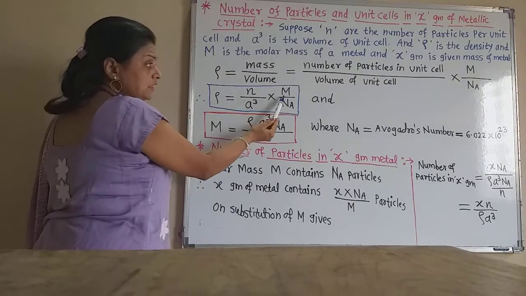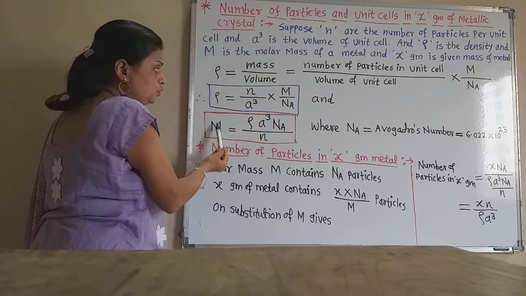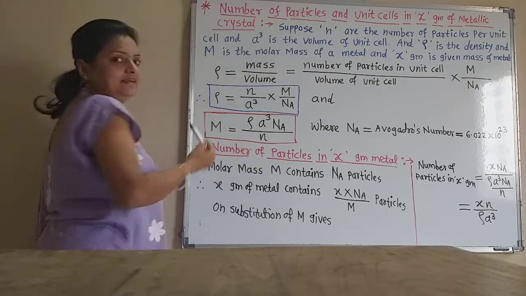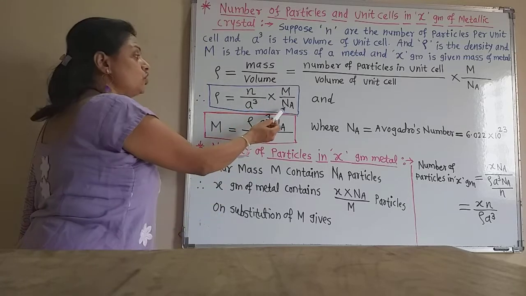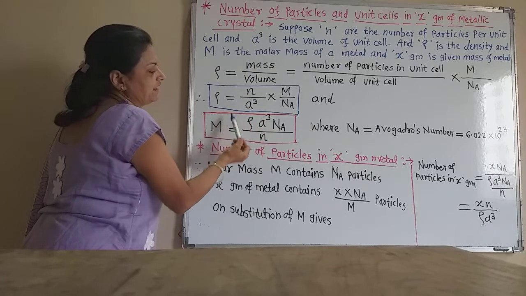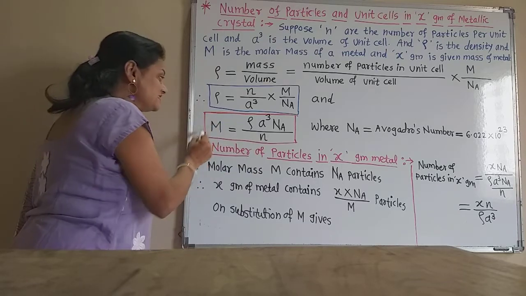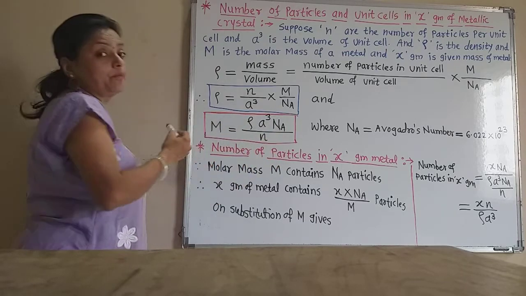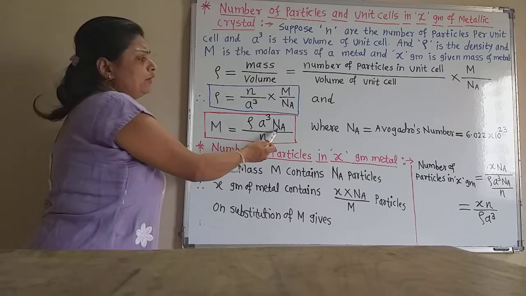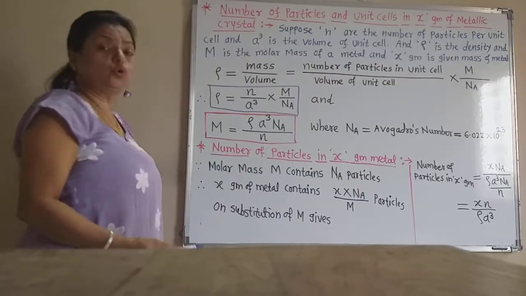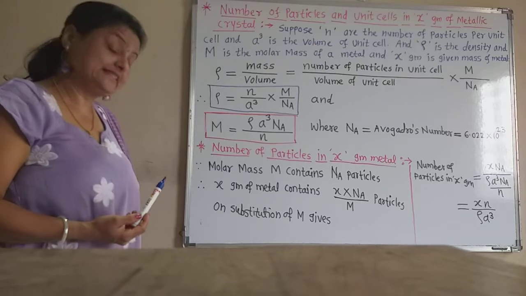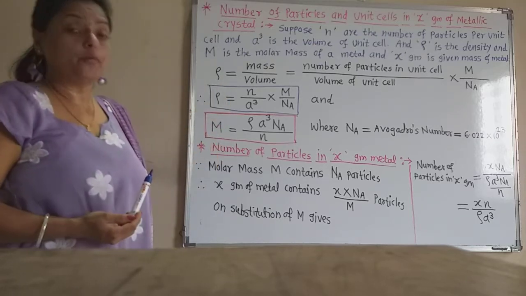Now if we want to calculate the molar mass of the given metal and the density is given, then the formula becomes: molar mass M is equal to rho into Na into a cube divided by n, because M is on this side, so the dividing parameter comes here: rho into a cube into Na divided by small n. Now this is the formula to calculate the molar mass of the given metal if the density and the volume of the unit cell are known. Na is the Avogadro number, that is 6.022 into 10 raised to 23. And if we know which type of unit cell is there, then we know the number of particles and can calculate the molar mass of that metal.